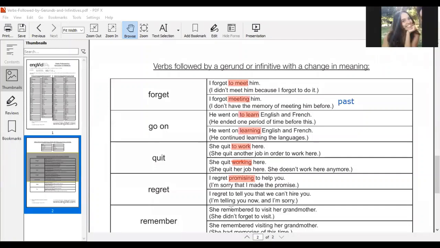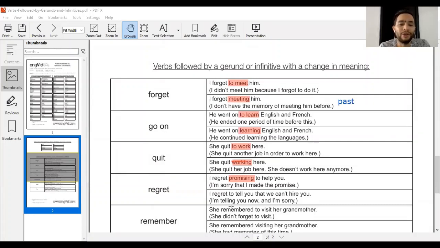Lamento prometer ayudarte. Ok, es eso, Miss, pero suena raro como lo dijiste. Suena como raro, ¿no? Entonces, como le acabo de decir, esto pasa algo parecido a forget con ing. ¿Qué pasa con forget ing?